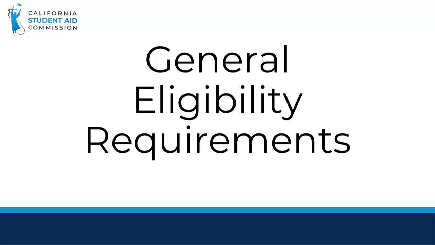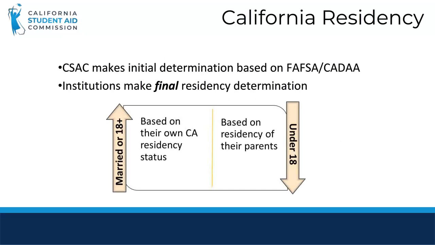This next section will cover general eligibility requirements for Cal Grant consideration. In order for a student to establish California residency, they must have been continuously present in California for 1 year and 1 day, and they must intend on making California their permanent residency by establishing legal ties to California. The Commission makes the initial determination based on what the student lists on their financial aid application, but it is up to institutions to make the final residency determination.